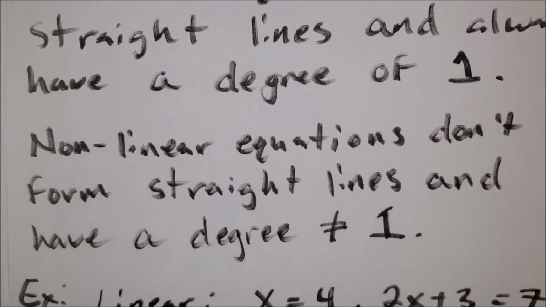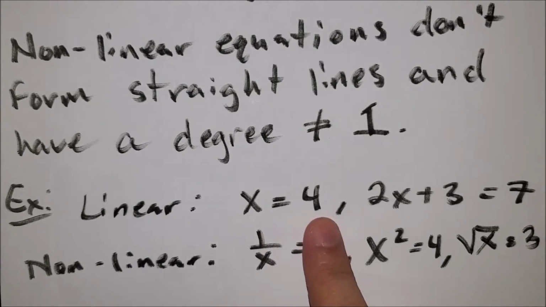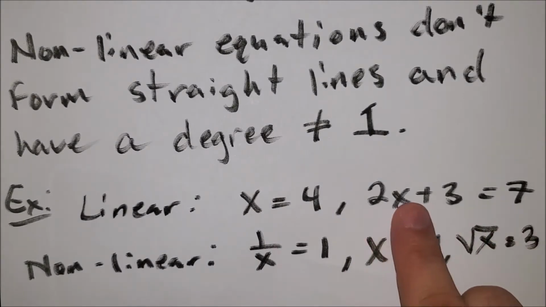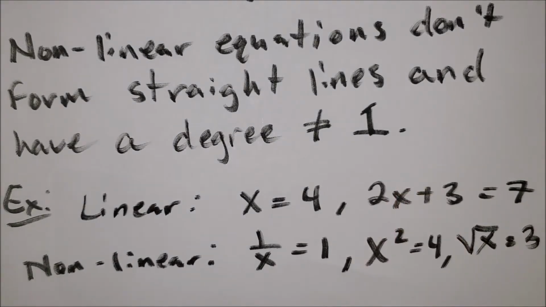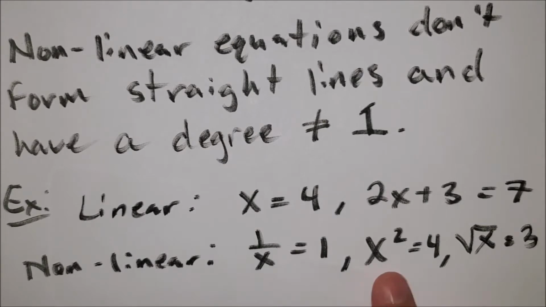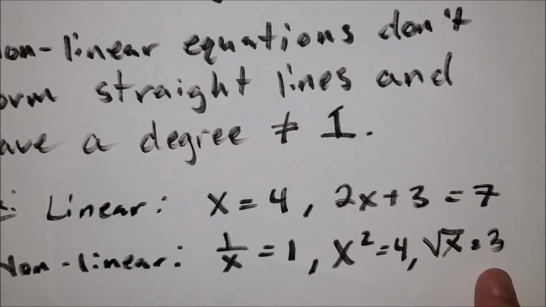So a few examples I have here. Linear equations would be something like x equals 4. So the exponent here is going to be 1. Or 2x plus 3 equals 7. This is still a linear equation because we don't have any exponent other than 1. Here we have nonlinear equations. So 1 over x equals 1. Here, technically the exponent would be negative 1. Here we have x squared equals 4, the exponent's 2. Here we have the square root of x equals 3, and the exponent on this would be 1/2.